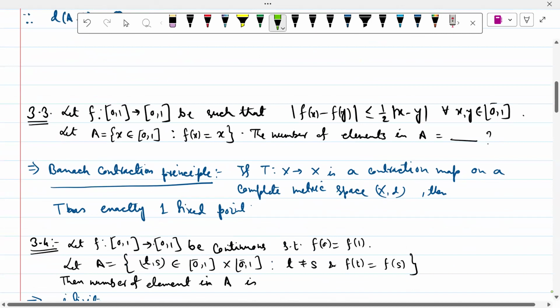Third question: let f from [0,1] to [0,1] be such that |f(x) - f(y)| is less than or equal to half of |x - y|. So this is a contraction map. So we can use Banach's contraction principle, which says that if T from X to X is a contraction map on a complete metric space (X, d), here your domain [0,1] is a complete metric space, as it is a closed subset of R, therefore it has exactly one fixed point. Let A equal {x in [0,1] such that f(x) equal to x}. They are asking how many fixed points this has. So this is exactly one fixed point.